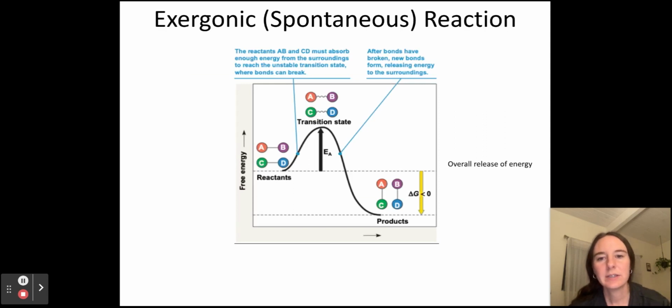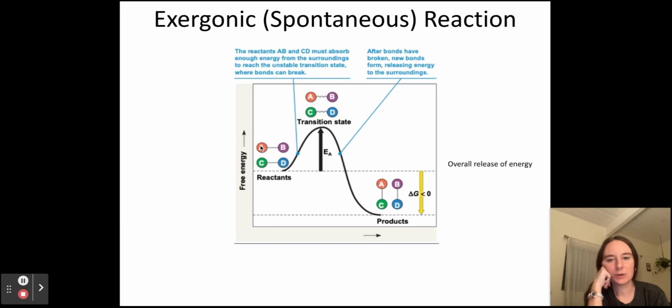All right, now this is overall an exergonic reaction because we're releasing energy. So if these are our reactants A, B, C, D, and these are our products A, C, B, D, you're going to need some energy put in at first in order to break these bonds, right? Because again, these atoms right here, they're pretty stable.